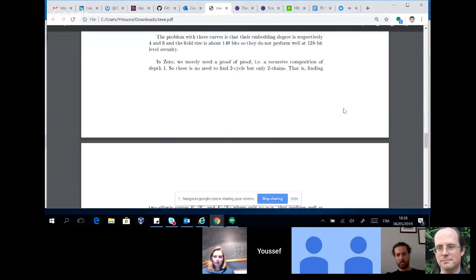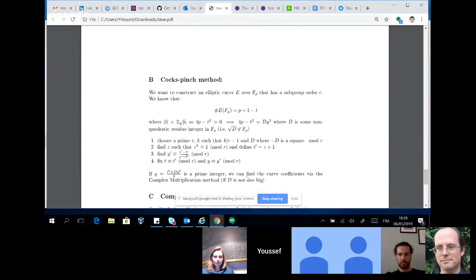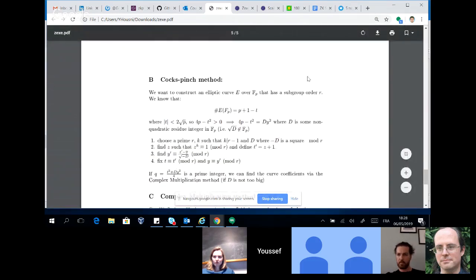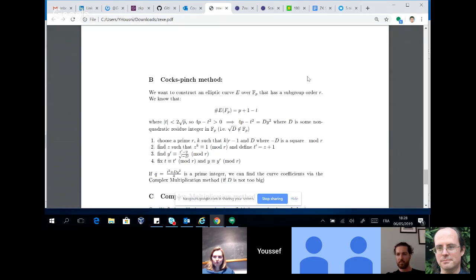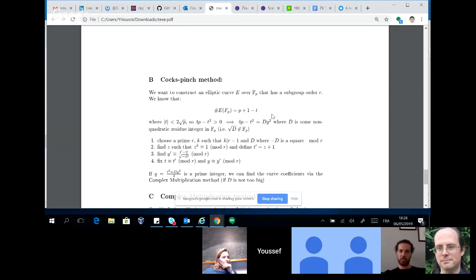At the end, in Appendix B, I guess, I gave how we can do this Cocks-Pinch method. So we know all these equations. This is Hasse's theorem, which means that the number of points on an elliptic curve is equal to the field size plus 1 minus some Frobenius trace, that is between -2 square root of p and 2 square root of p.